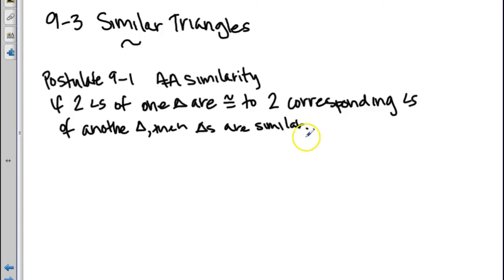All right, so this tells us that when two angles are congruent to two corresponding angles in another triangle, then we know more about that triangle. We know that the third angles are congruent to each other, and we also know that corresponding sides are proportional, because that's what this means, right? Similar figures have corresponding angles congruent, corresponding sides proportional.